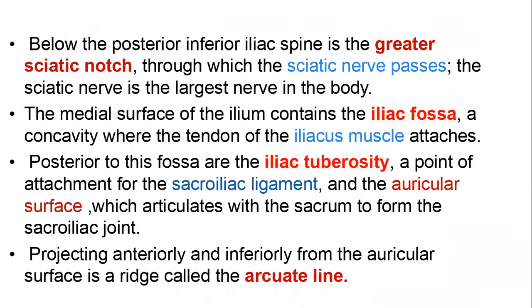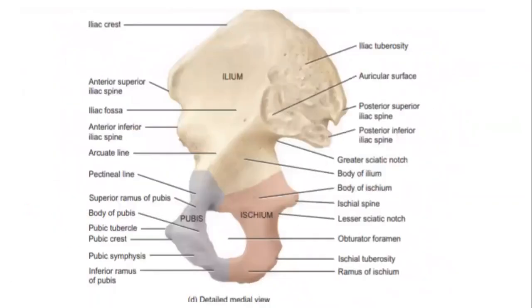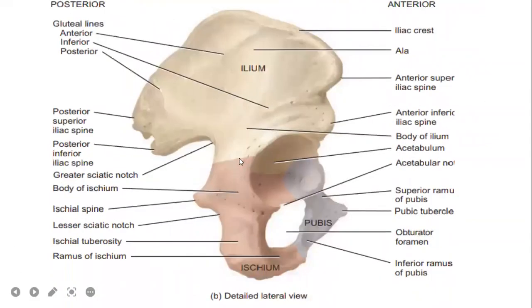So below the posterior inferior iliac spine is the greater sciatic notch. Through this, the sciatic nerve passes, and this is the largest nerve in the body. So let's go back to our image and check where this greater sciatic notch is found. So this is it. We have here the greater sciatic notch, just like a depression. We also have on the lateral view the greater sciatic notch, where the sciatic nerve passes through.